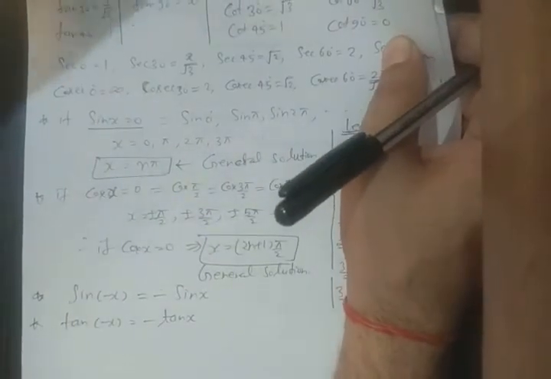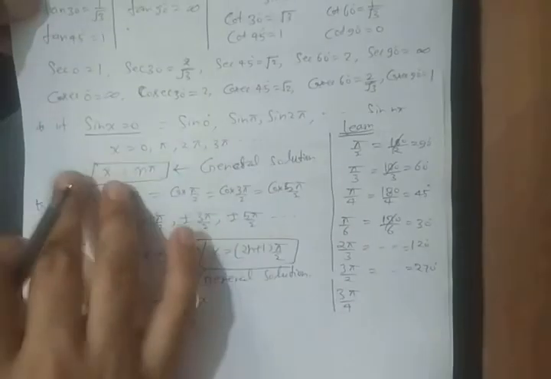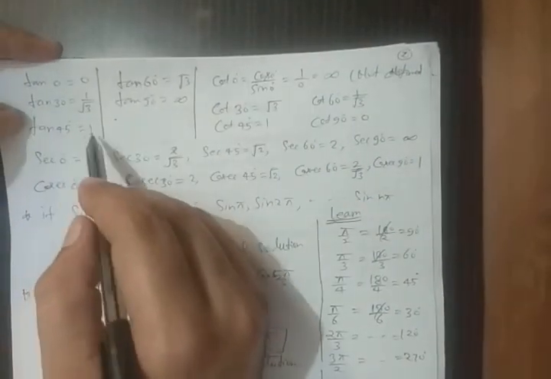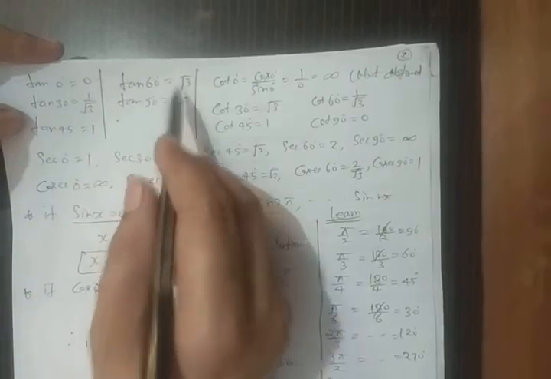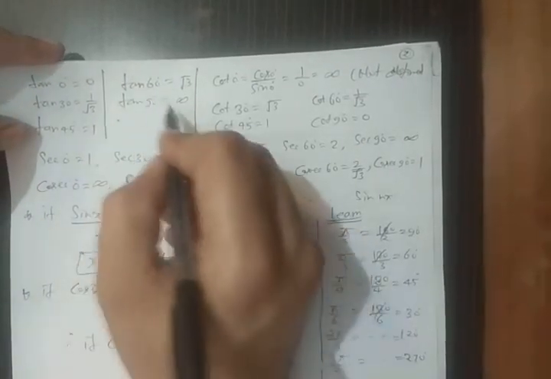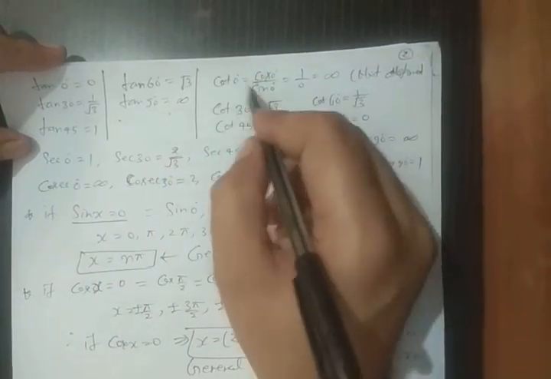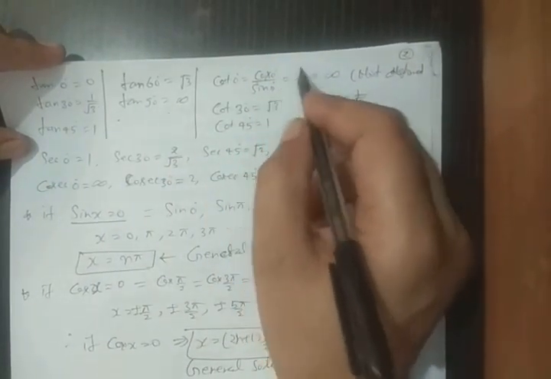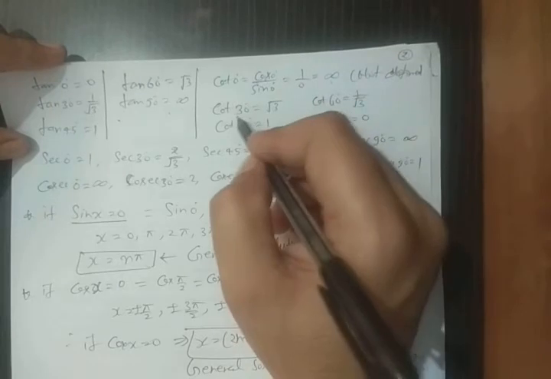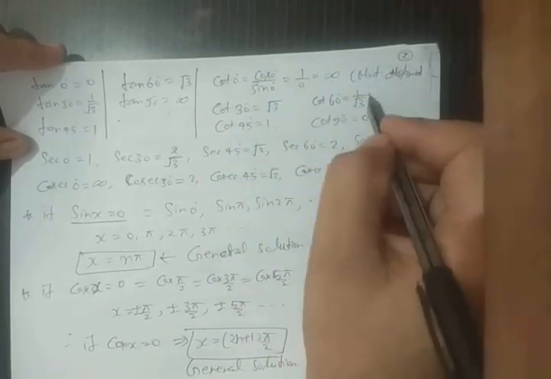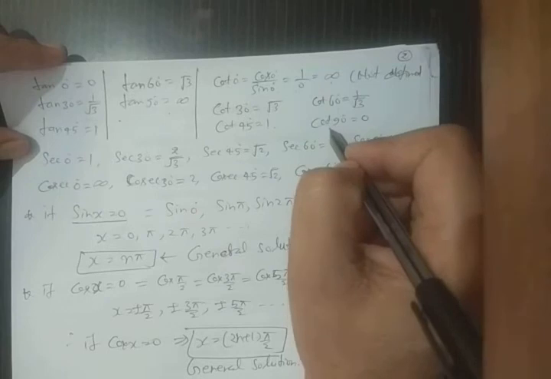The value of tan 0 is 0, tan 30 is equal to 1 by root 3, tan 45 is 1, tan 60 is root 3, tan 90 is infinite, that is not defined. Cot 0 degree is equal to cos 0 upon sin 0, that is 1 upon 0, that is not defined. Cot 30 is root 3, cot 45 is 1, cot 60 is 1 by root 3, and cot 90 is equal to 0.